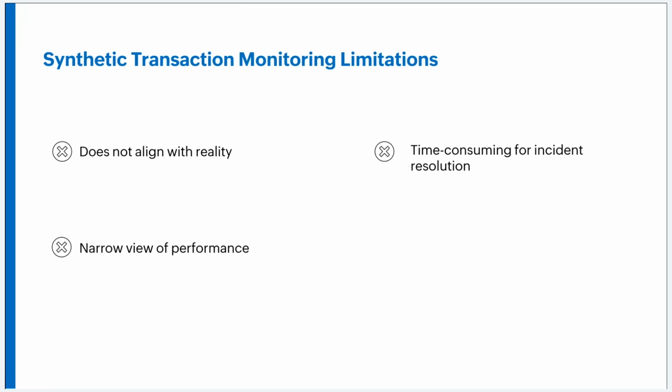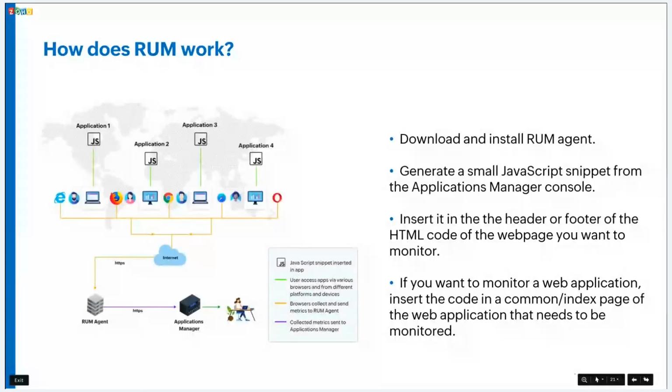Synthetic monitoring can't match the rich diversity of performance variables that exist in the real world, because you're not monitoring the actual users. As we all know, it is completely simulated. All you get is a narrow view of application performance, unlike in real user monitoring. So now let's see how RUM works in Applications Manager.